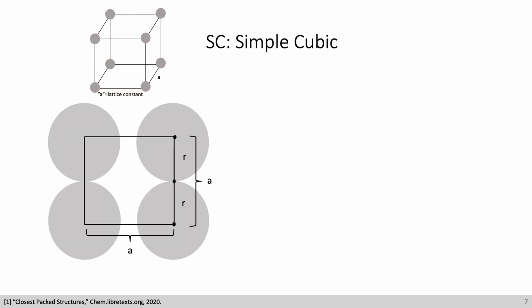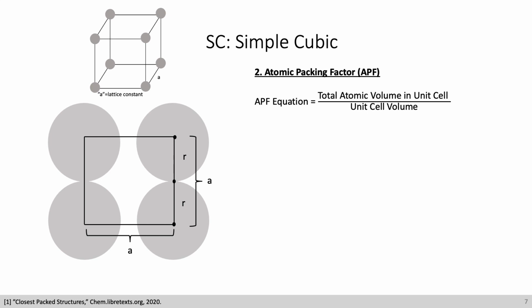And so we can now calculate the atomic packing factor, or APF. This is an important calculation for crystal structures because it tells us how much of our cubical structure is consumed with the atoms itself. And so this will tell us how packed our simple cubic structure is with the atoms at the corners. To calculate this APF, we need to find the total atomic volume that's enclosed within the unit cell divided by the unit cell volume.